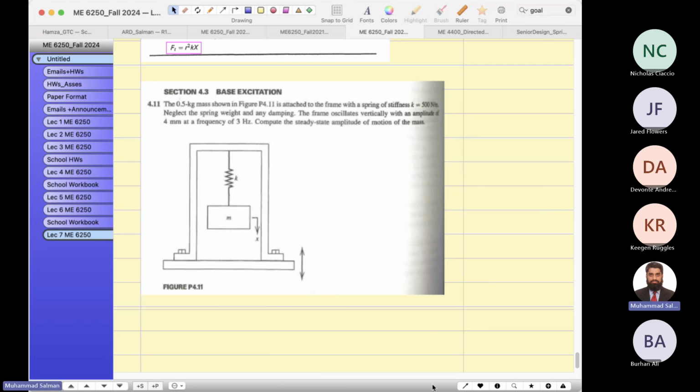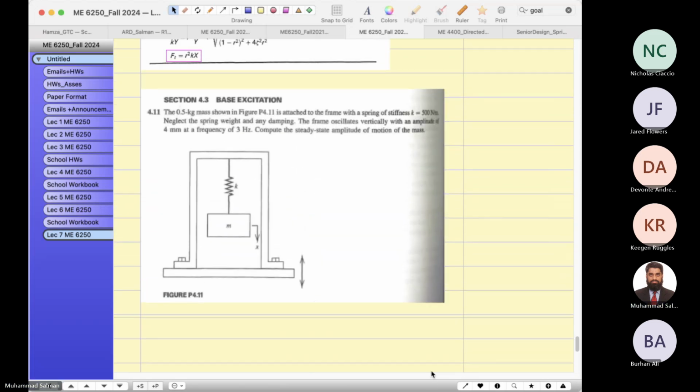A 0.5 kilogram mass, as shown in the figure, is attached to the frame with a stiffness. So the stiffness value is given. Neglect the spring weight and any damping. So that's good, no damping, and the mass of the spring is negligibly small compared to the hanging mass. The frame oscillates vertically with an amplitude of 4 millimeter. So imagine this is the amplitude of 4 millimeter.